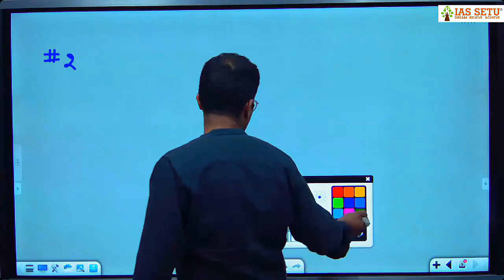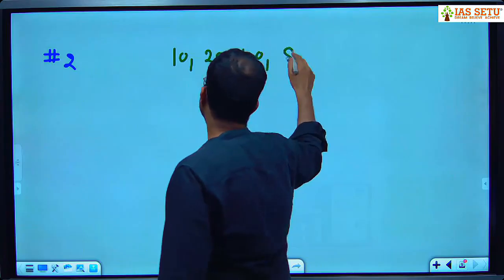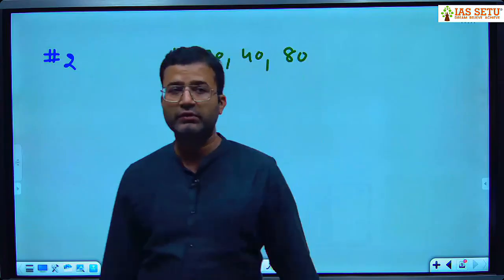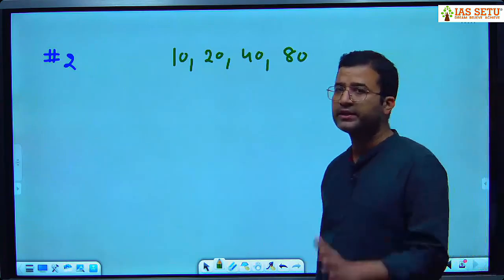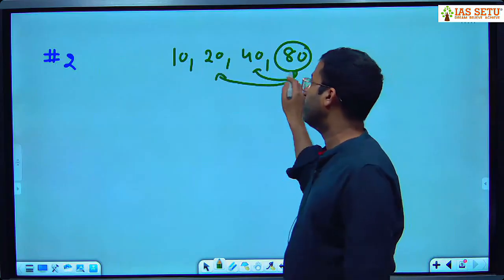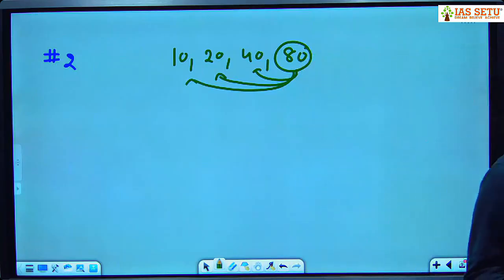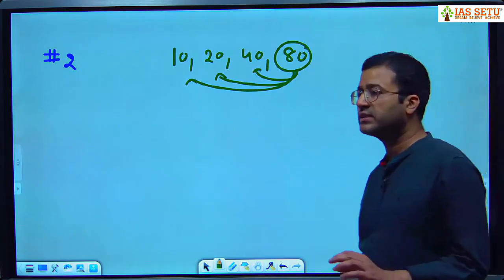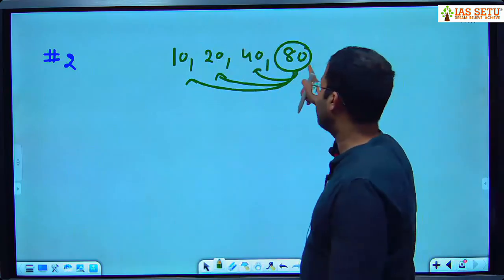Now here the second property of LCM is, let me take a question then I dictate. If you find numbers like this: 10, 20, 40, 80. It is asked what is the LCM of 10, 20, 40, 80. Here you can give a direct answer, 80. Because the property is if the largest number is the multiple of all the remaining numbers, then the largest number itself is the LCM. So the LCM of 10, 20, 40, 80 is 80.